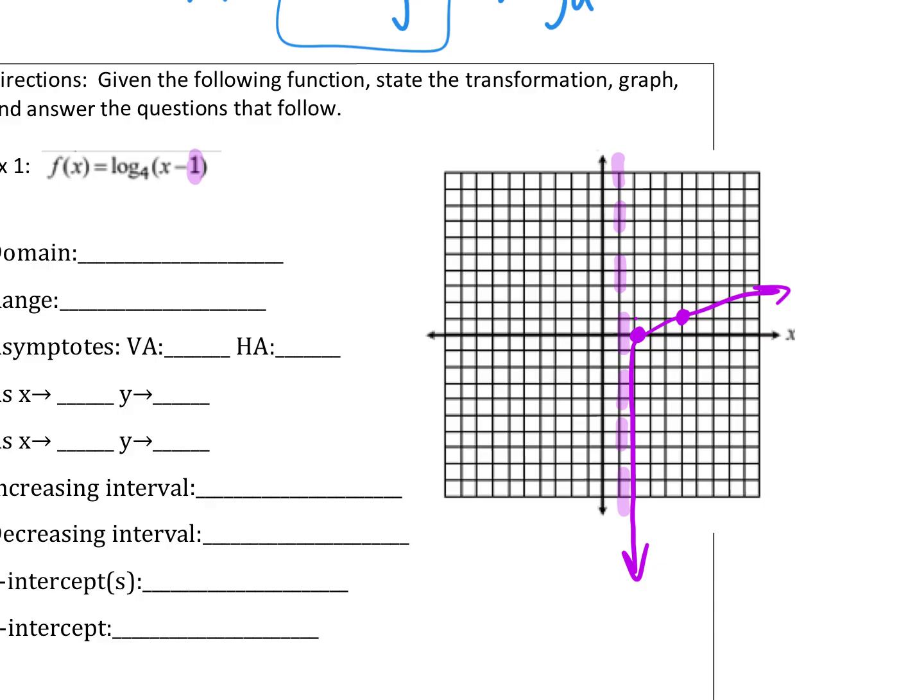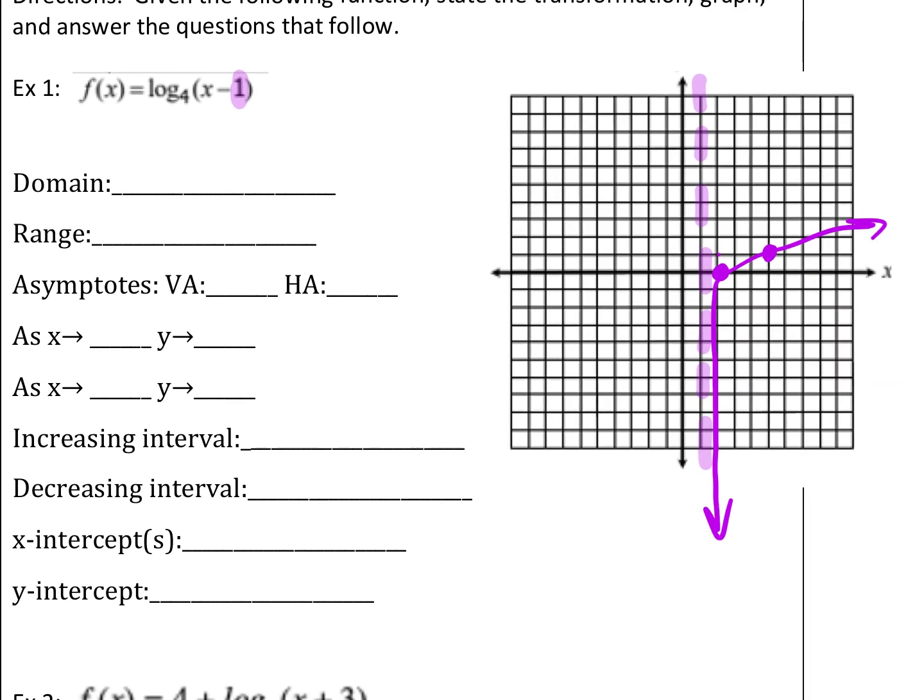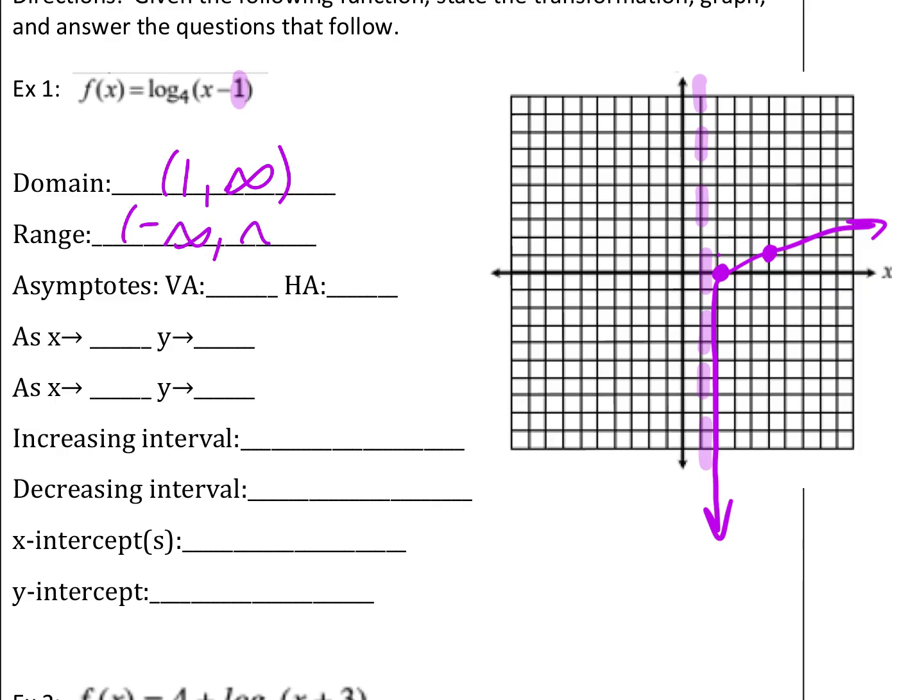Cool, hopefully. Okay, domain, what do we think? 1 to infinity, good. This does not go left forever. It starts at that asymptote line and goes right forever. What about the range, though? Negative infinity to positive infinity. It is going down forever. It is going up forever. All of these logs will do that for the range.